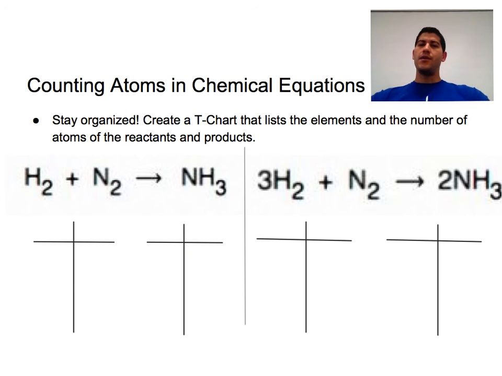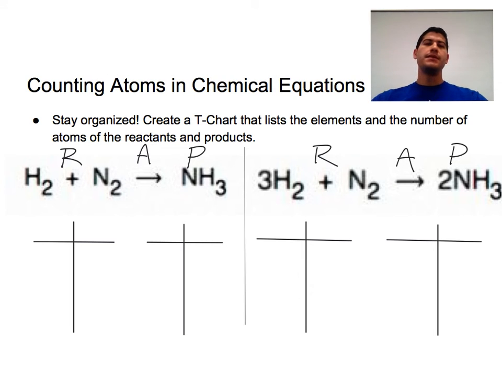So now we know that in order to tell if an equation follows the law of conservation of mass, we're back to counting atoms. I create a T-chart for the reactants and another T-chart for the products. Unless the type and the number of atoms in the reactants is identical to the type and number of atoms in the products, then the equation is not balanced.